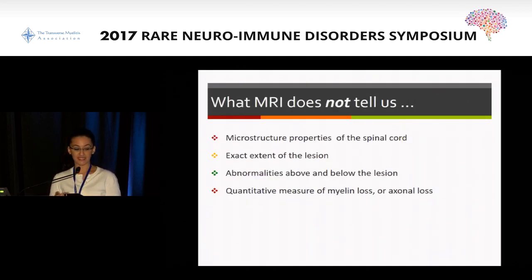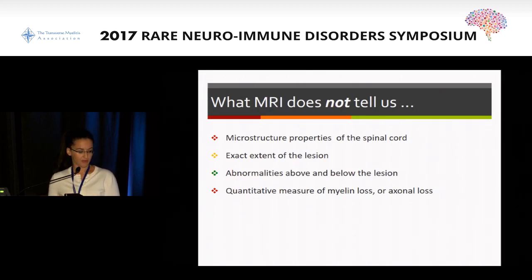Okay, so what MRI doesn't tell us is the underlying microstructure of the spinal cord. It doesn't tell us how far the lesion extends. It doesn't tell us what's going on in the tissue above and below the injury. And just because tissue doesn't have that hyperintense signal doesn't mean that it's healthy, right? So we're looking for ways to assess what's happening in the spinal cord in a quantitative way, and to assess tissue that may look healthy on an MRI but actually is not.